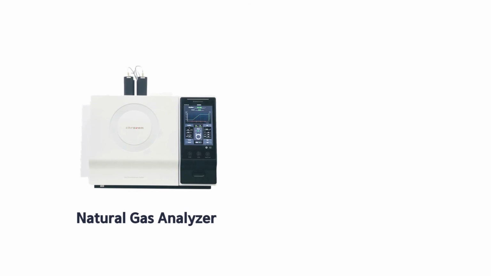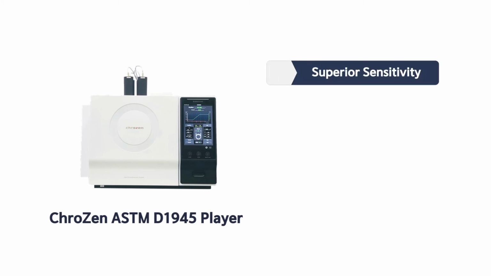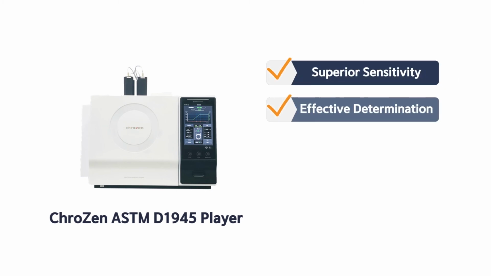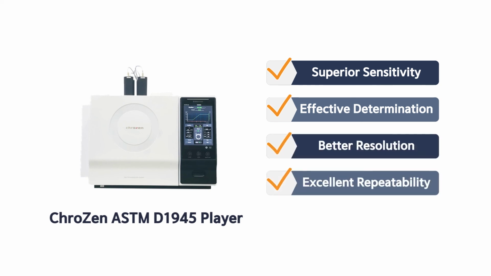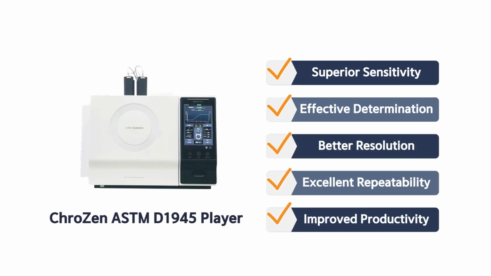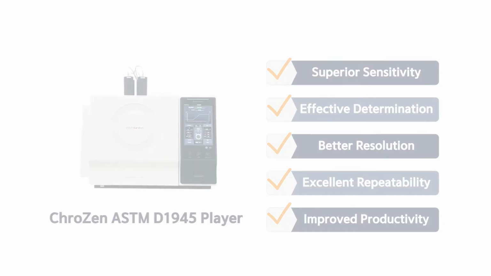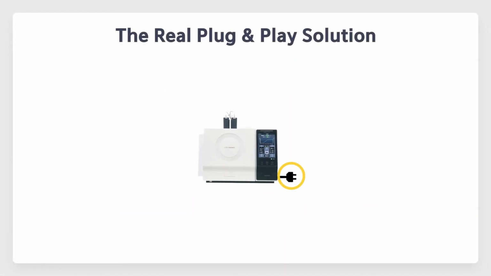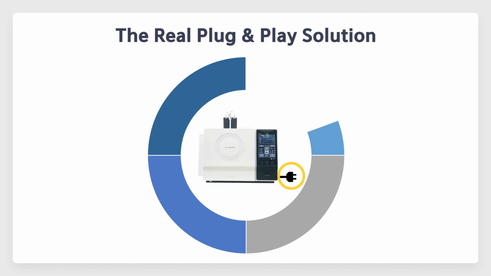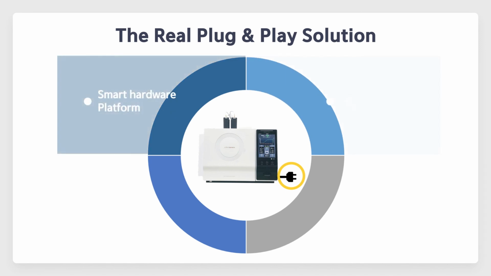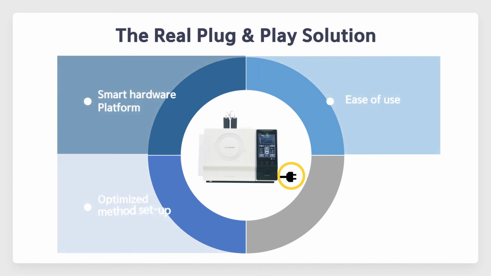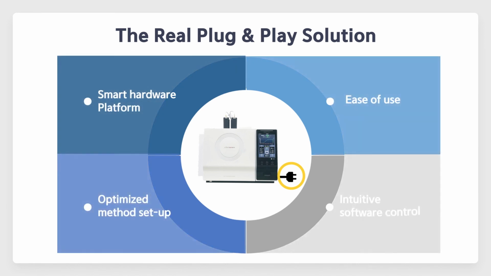This is our natural gas analyzer, Crowzen ASTM D1945 Player. It shows superior sensitivity, effective determination of gaseous compounds, better resolution, excellent repeatability, and improved productivity. Also, our ASTM D1945 Player provides a plug-and-play solution with a smart hardware platform, ease of use, optimized method setup, and intuitive software control.